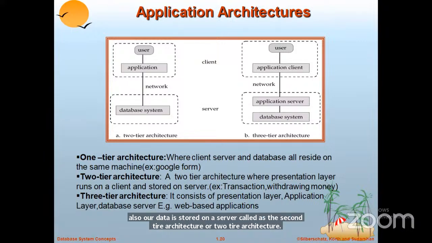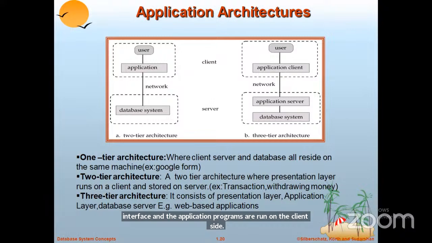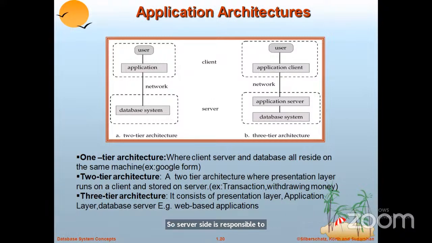So here the user will be interacting and application programs will run on the user interface. Whatever we are seeing in Google, the first page or whatever we are viewing, that is called the user interface, and the application programs run on the client side. The server side is responsible for providing the functionality of query processing and transaction management. To communicate with the database, client side applications establish the connection with the server side. That is what two-tier architecture is. Okay.